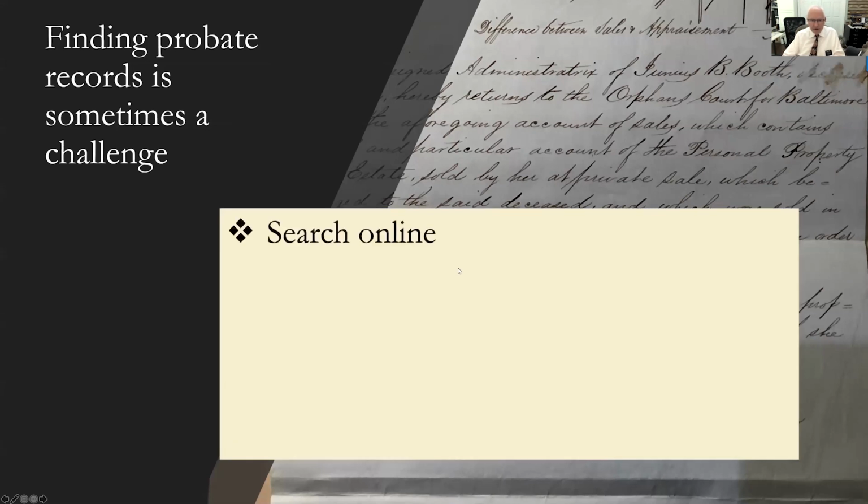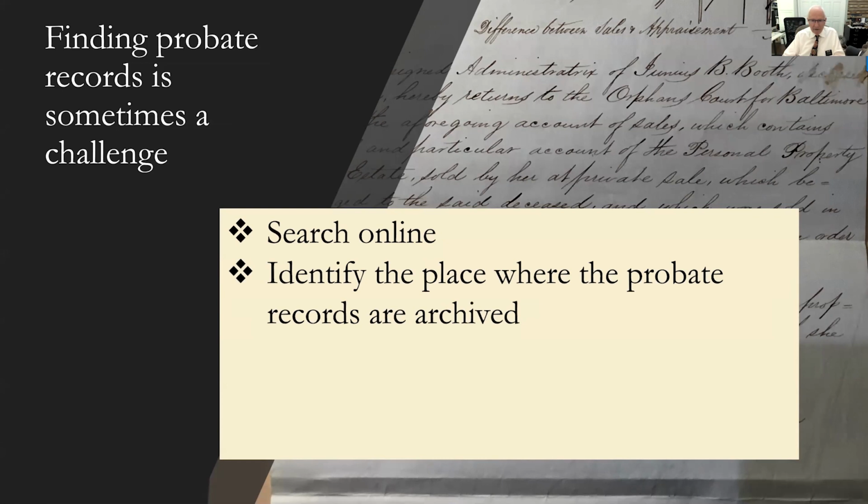How do we do that? Search online. Look for the name of the person and probate. Identify the place where the probate records are archived. In other words, if you determine that your family lived in whatever place in the United States, start finding out how old or when were the earliest probate records, where are they kept, and usually they're going to end up in the county where your ancestor lived, or where he or she died.